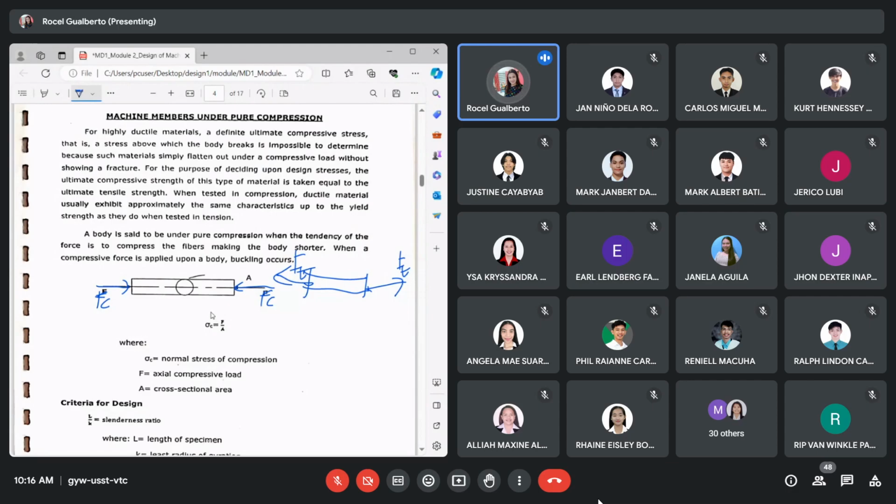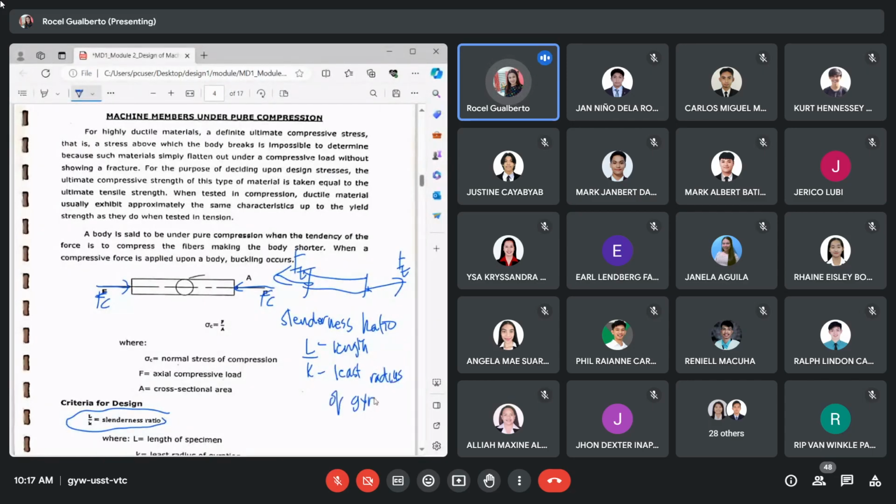So, ano pong ang gagawin natin if we are to design these members? Pag nag-design po tayo ng members under compression, we have here po what we call the slenderness ratio. Yung slenderness ratio po natin, it is a ratio between the length divided by K. So, ano po is length? This is the original length. And K, we call this po the least radius of gyration.